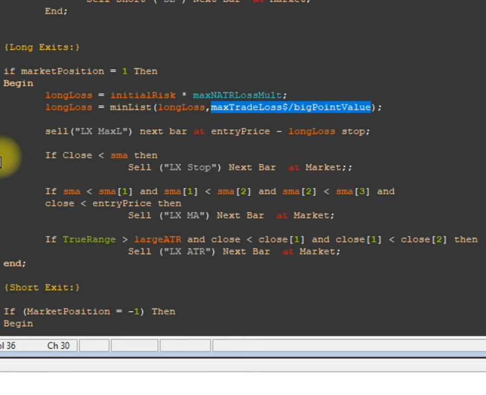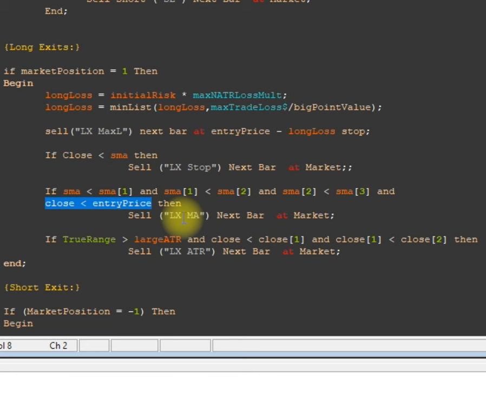And then we have actually two more exit criteria. If the moving average clicks down 3 days in a row, okay, and then the close is less than the entry price, I'm in a losing trade, right? I'm in a losing trade, and today's moving average is less than the prior day. Yesterday's is less than the day before that, and the day before that is less than the day before that, and I'm in a losing trade, I get out at the market.